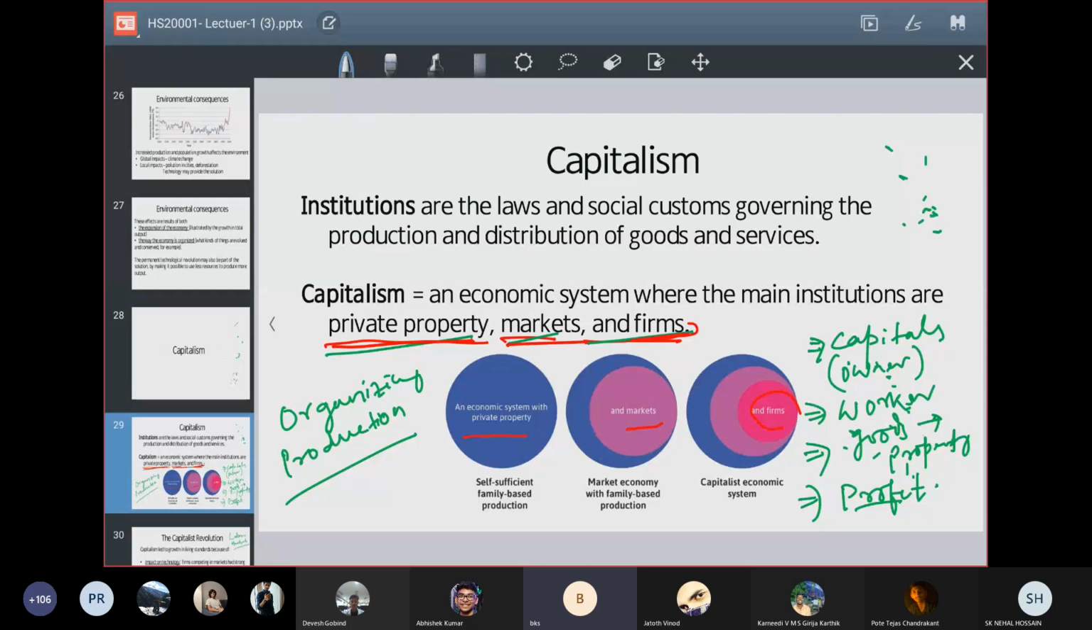And the most important part of capitalism is the emergence of the farm. A farm is a way of organizing production which has the following characteristics. What are the characteristics of a farm which is organizing production? The characteristics of the farm are: one or more individuals own a set of capital goods.